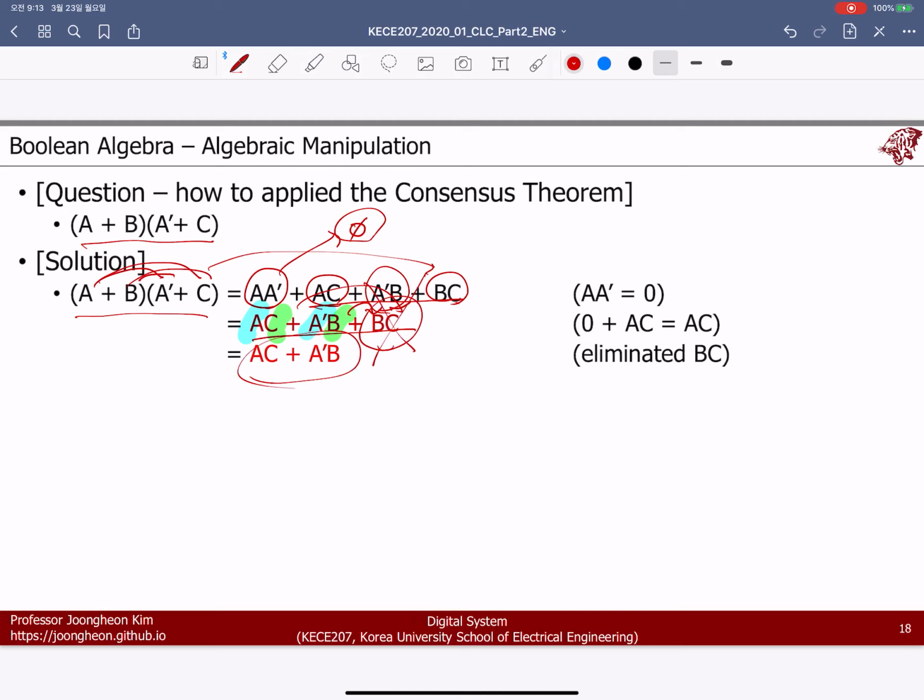So this is the application of the consensus theorem. By doing this, you can reduce the number of gates. So it's kind of a simplification procedure, okay?